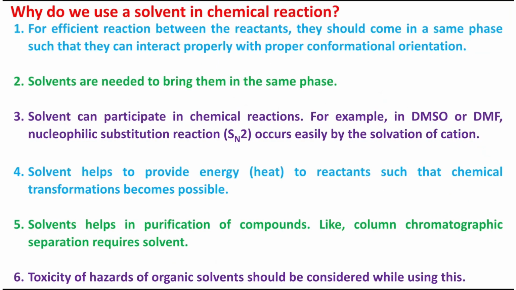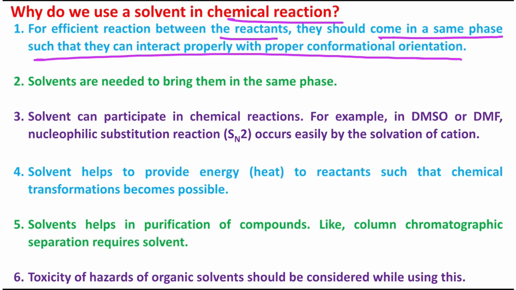Now, another most important question: why do we use solvent in a chemical reaction? First of all, we need to bring all the reactants into the same phase, and if they are in the same phase, they can interact properly with proper conformational orientation. What do I mean by this statement? If two reactants are in the same phase, they can come closer and collide in proper orientation, both energy and symmetry wise, such that a particular bond making or bond breaking is possible. And chemistry is nothing but a bond making, bond breaking process.